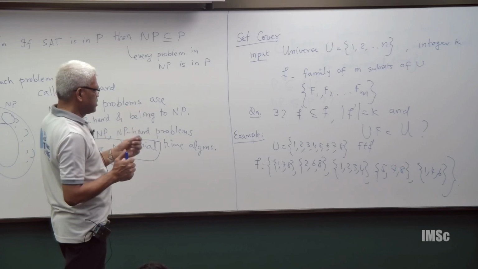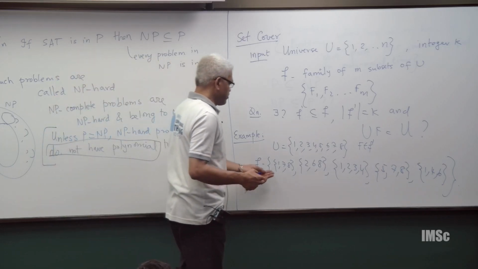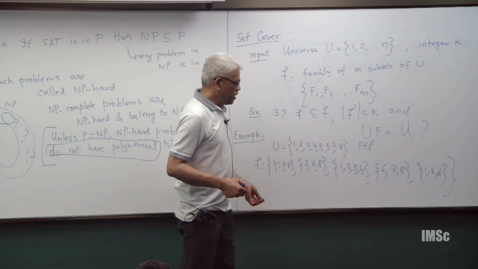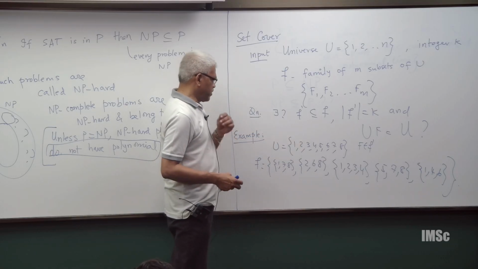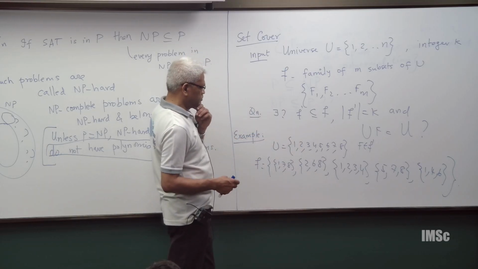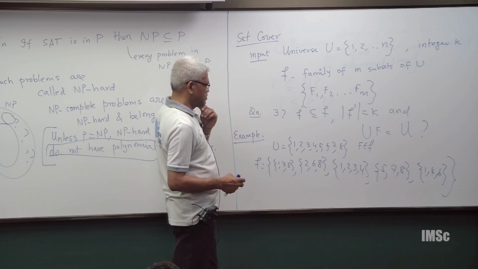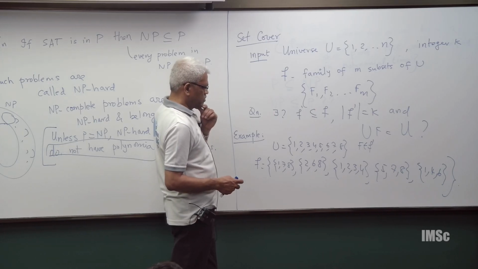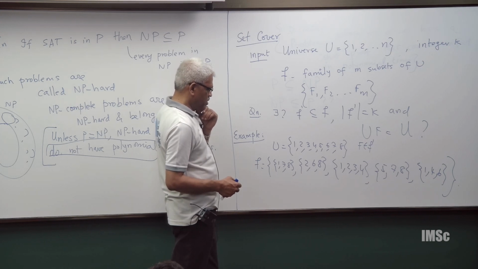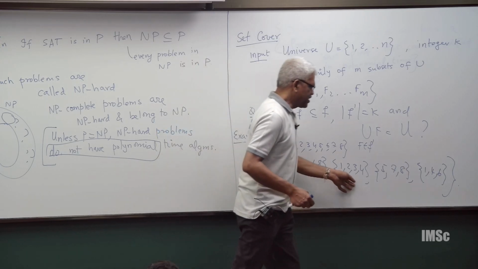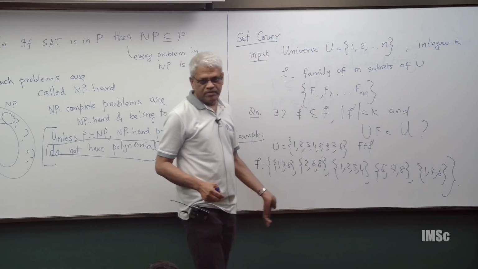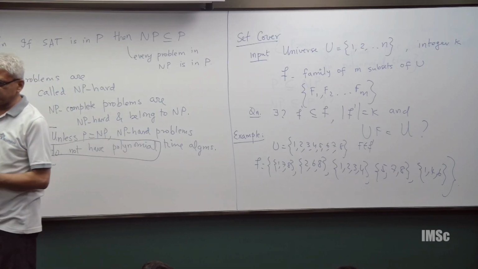And so, I want to know what is the minimum number of sets you can pick from this family that would together cover my universe. How many sets do you need? 3 sets, right. So, I can pick these last 3 sets, there may be other combinations, I do not know. So, that is the problem.